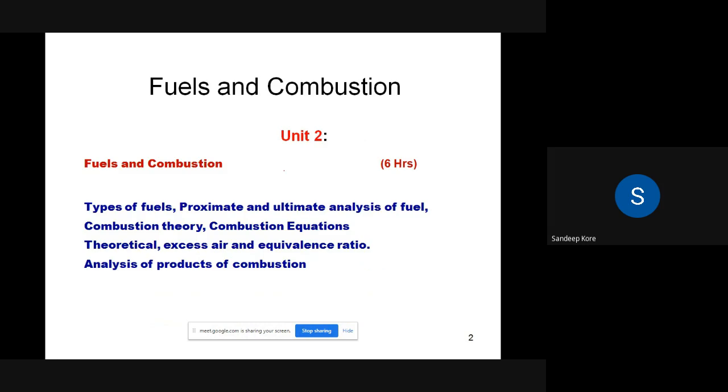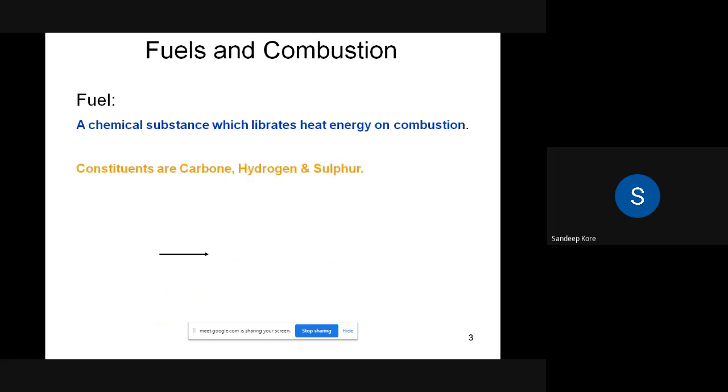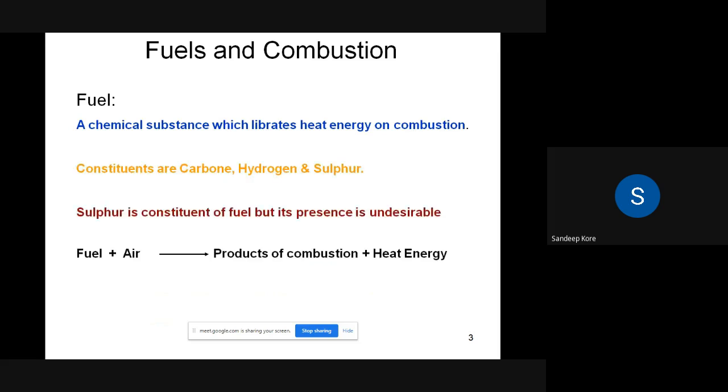Yes, so I'll go directly. All of you know what fuel is. Fuel is a chemical substance which liberates heat energy on combustion. Different types of fuels are there: solid, liquid, and gases. If you take a solid, it's coal, wood, etc.